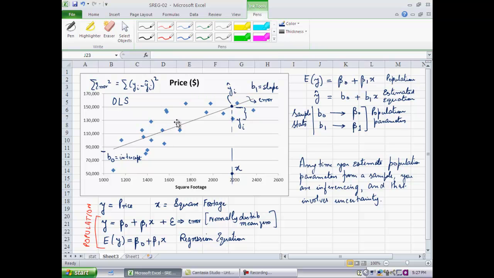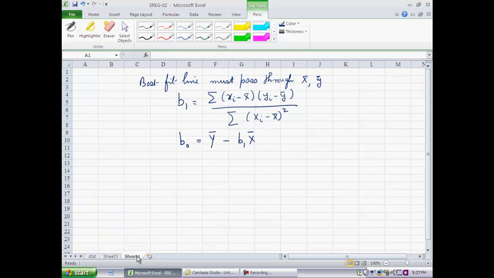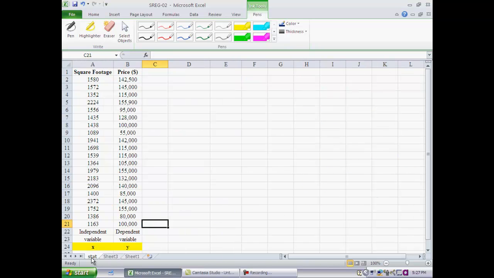So the best fit line will have a slope. I know it's going to pass through the middle, x bar, y bar. It will have a slope that minimizes this sum of squared errors, and when that happens, that's the best fit line. You can show mathematically that the slope of the best fit line is given by this equation for B1. Okay, so that's how Excel actually goes about computing.